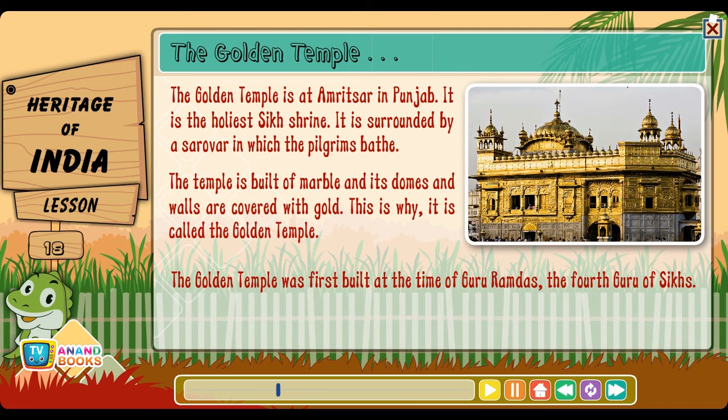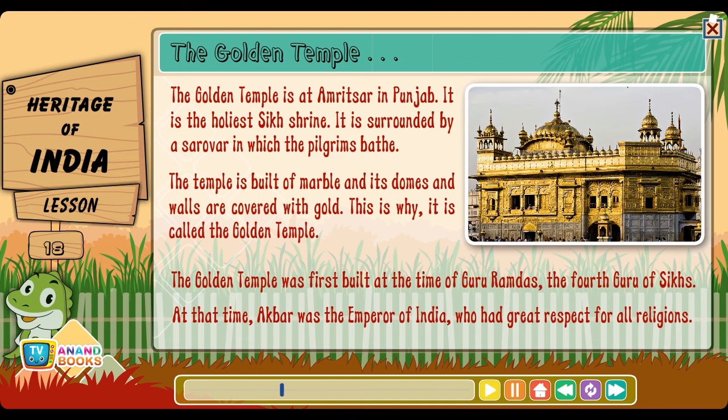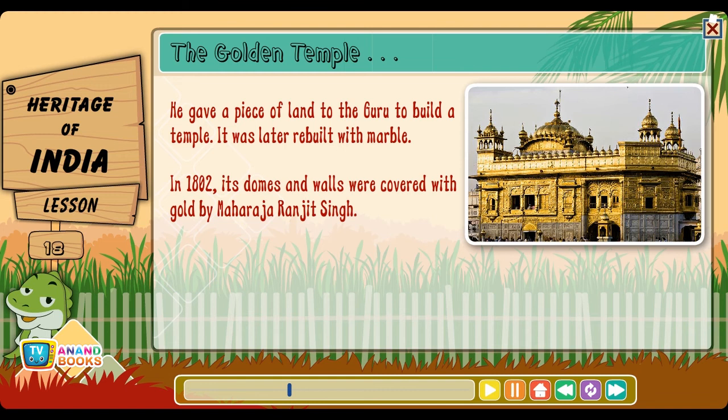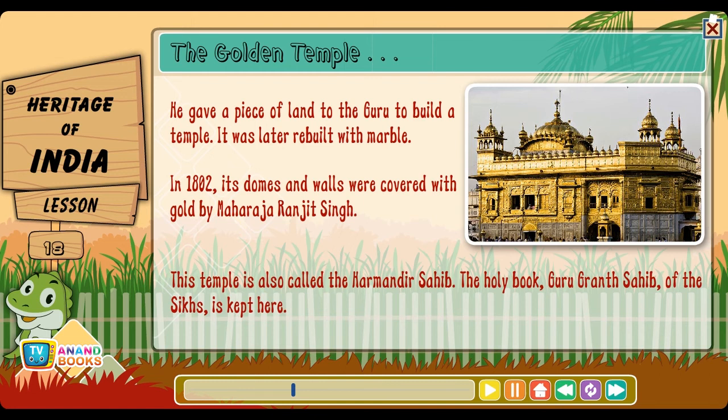At that time, Akbar was the Emperor of India, who had great respect for all religions. He gave a piece of land to the Guru to build a temple. It was later rebuilt with marble. In 1802, its domes and walls were covered with gold by Maharaja Ranjit Singh. The temple is also called the Harmandir Sahib. The holy book Guru Granth Sahib of the Sikhs is kept here.